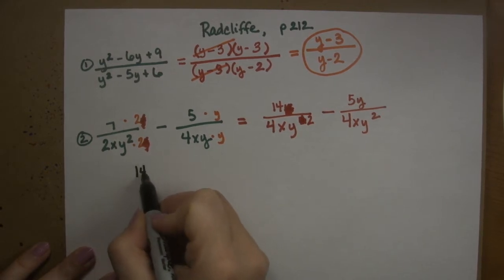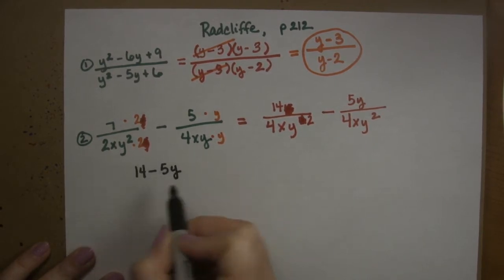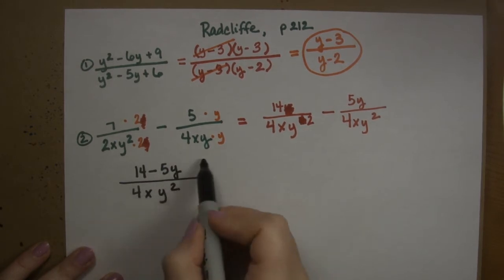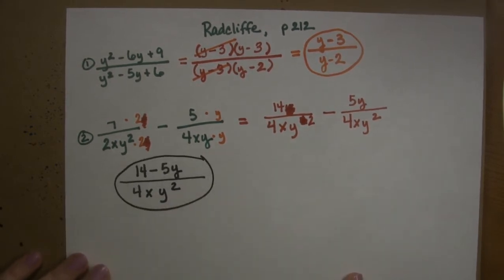All right, let's put it all into one fraction. So I have 14 minus 5y all over 4xy squared. And that is as far as we can go with that problem. So that is our final answer there. All right, let's do number 3. I think I'll get a new piece of paper just so I don't run out of room.